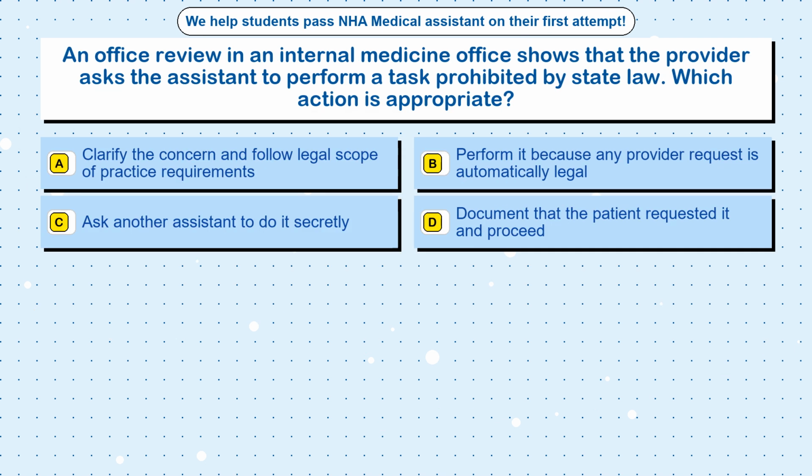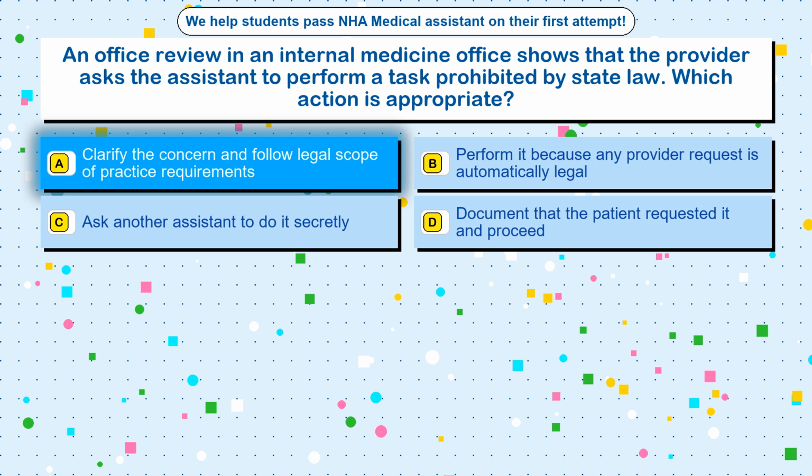Question 83. An office review in an internal medicine office shows that the provider asks the assistant to perform a task prohibited by state law. Which action is appropriate? Option A. Clarify the concern and follow legal scope of practice requirements. Option B. Perform it because any provider request is automatically legal. Option C. Ask another assistant to do it secretly. Option D. Document that the patient requested it and proceed. The correct answer is option A.